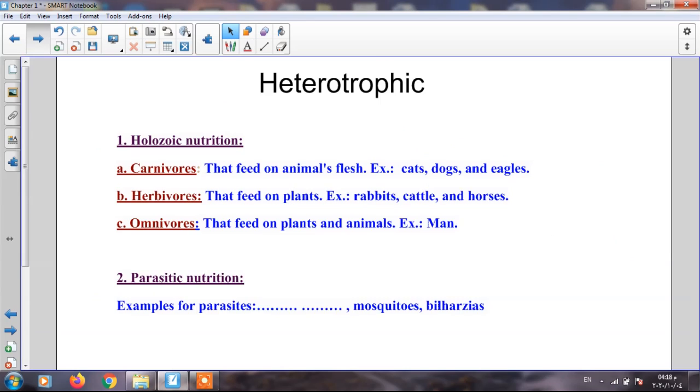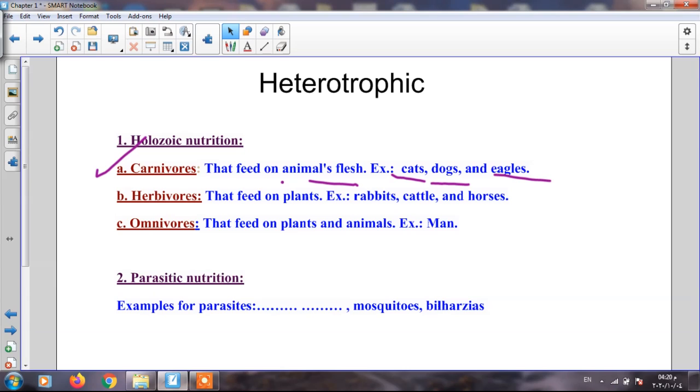Heterotrophs, I mean they are living organisms that can't make their own food by themselves, and they obtain their food from the bodies of other living organisms, maybe green plants or animals that have previously fed on plants. Heterotrophic living organisms are classified into three types, which are holozoic, parasites, and saprophytes. Holozoic is divided into three types. Number one, carnivores that feed on animal flesh like cats, dogs, eagles, lions, and tigers.